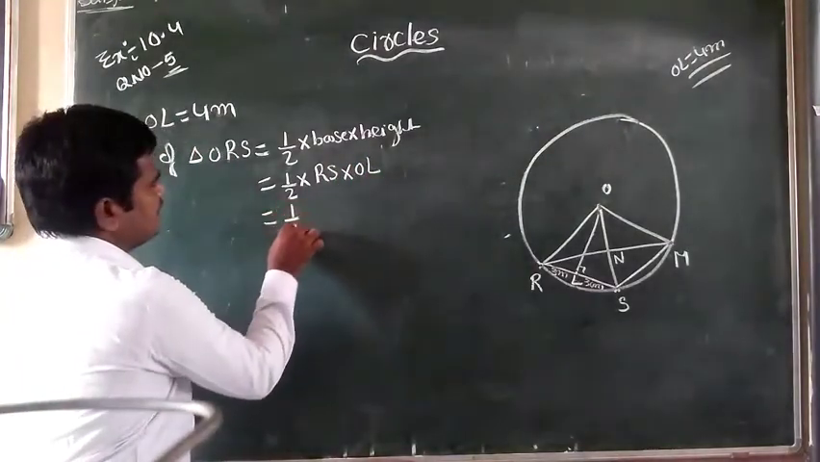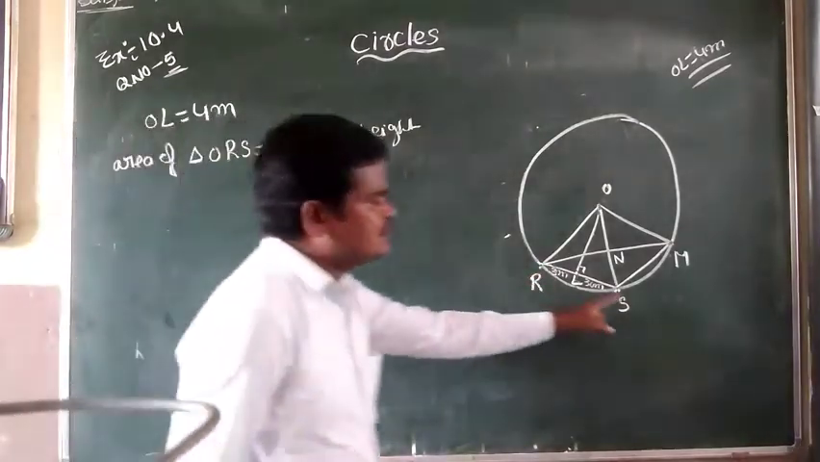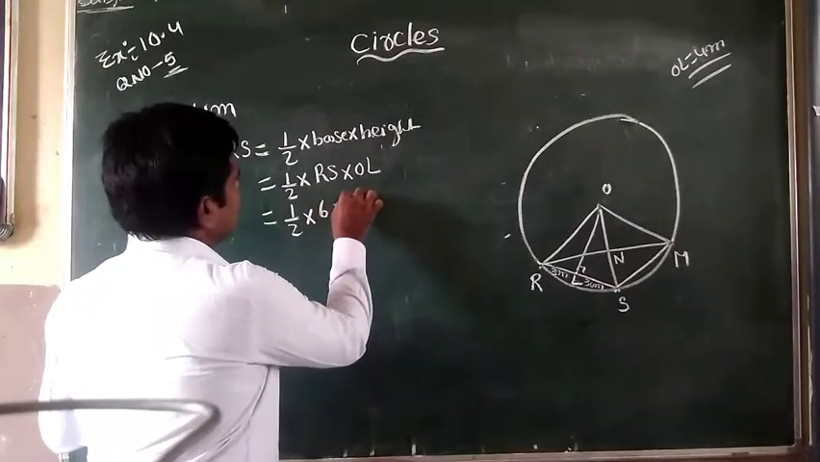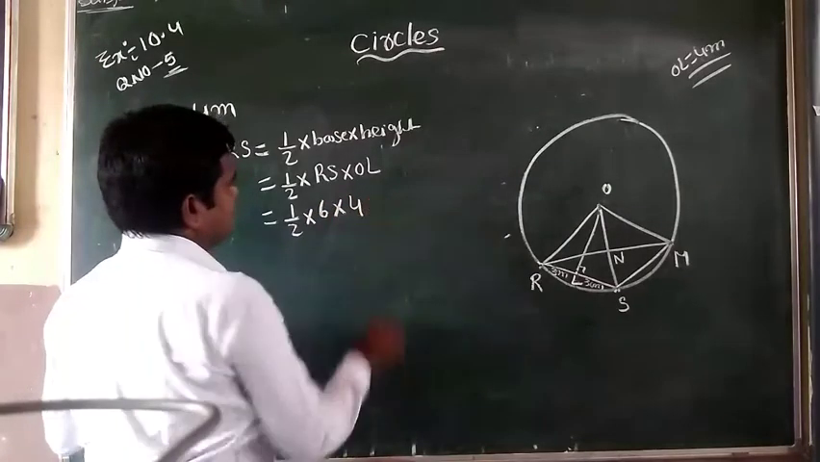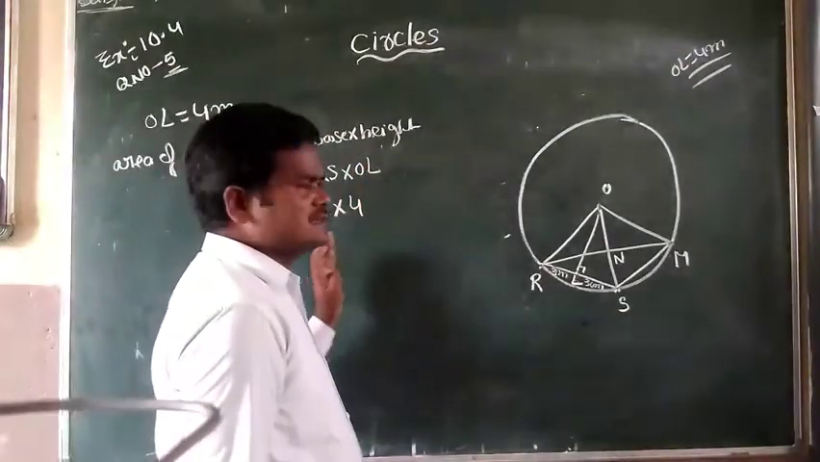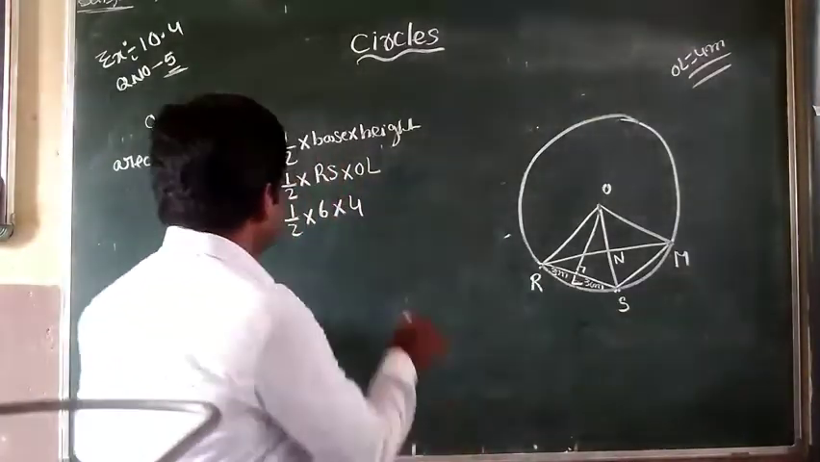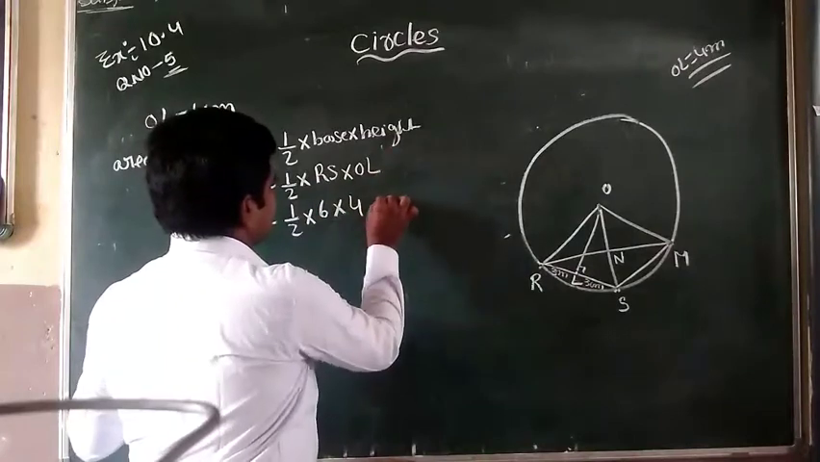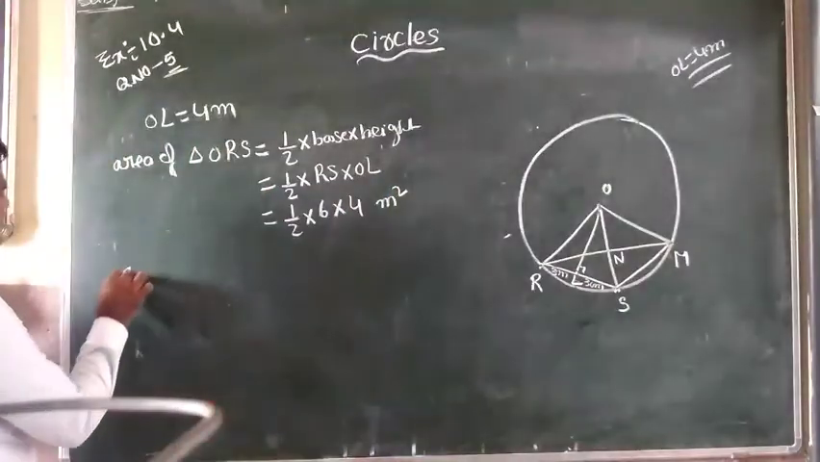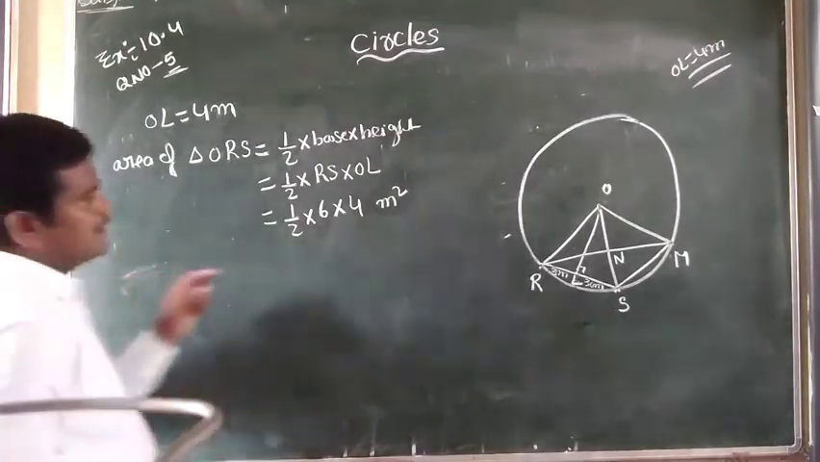This is equal to 1/2 of RS equal to 6 meter, OL equal to 4 meter. RL equal to 4 meter. This is the area of ORS. So this is the square meter.